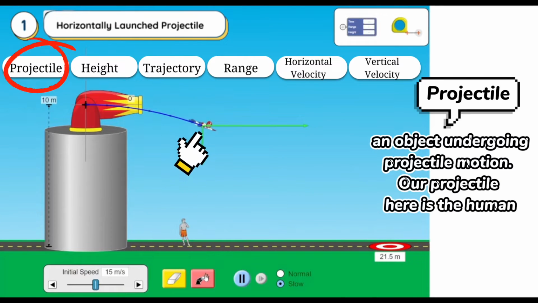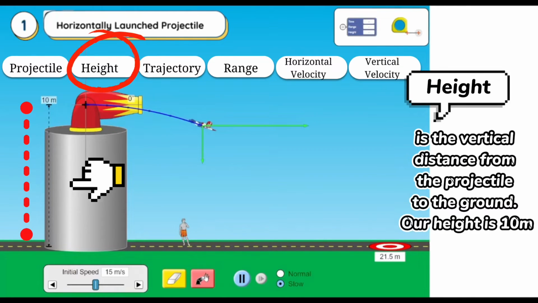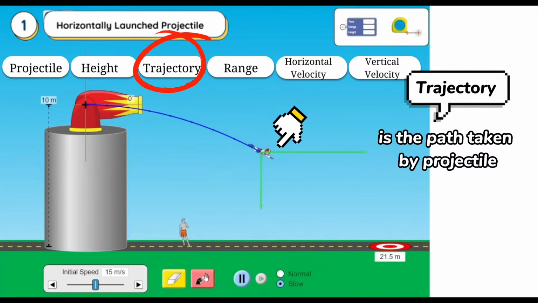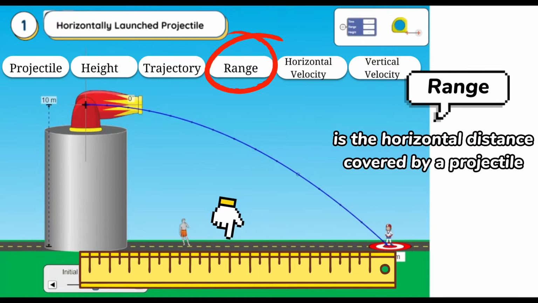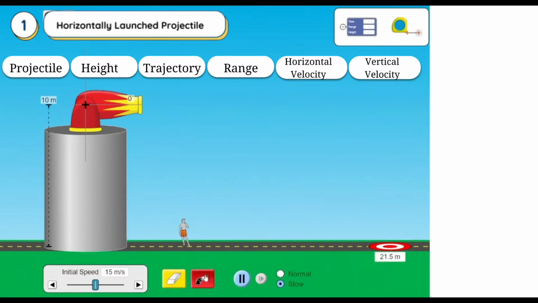Projectile is an object undergoing a projectile motion. Our projectile here is the human. Height. Height is the vertical distance from the projectile to the ground. Our height is 10 meters. Trajectory. Trajectory is the path taken by a projectile. Range. Range is the horizontal distance covered by a projectile.